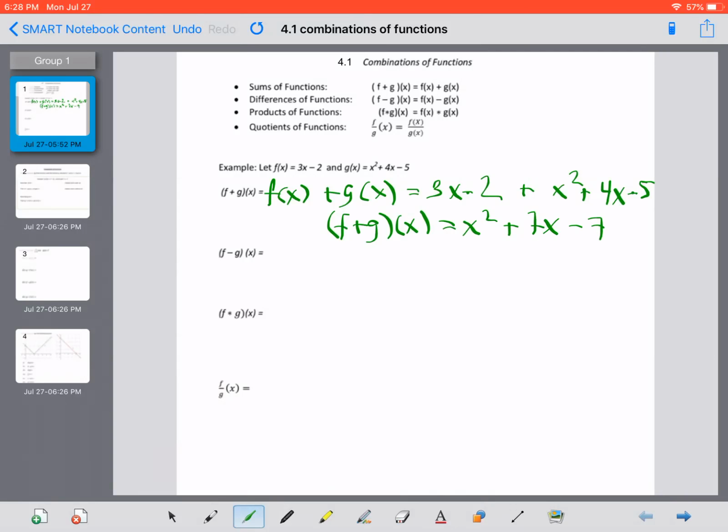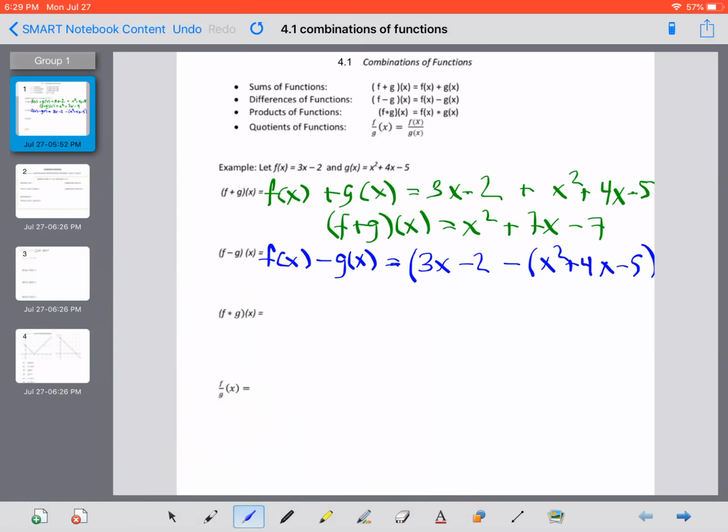Okay, now f minus g of x, it's the exact same idea. You can express it as f of x minus g of x. We just need to be a little bit more careful here because we're subtracting one function from another. So start off with f of x, that's your 3x minus 2. And we're going to subtract from that all of g of x. So I'm going to put g of x in parentheses here, just as a reminder that we're subtracting this entire function.